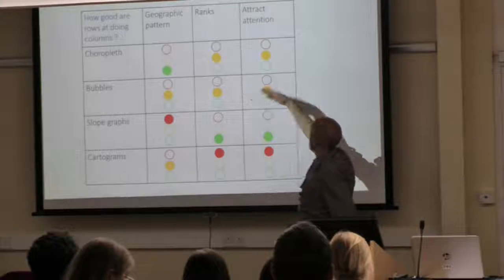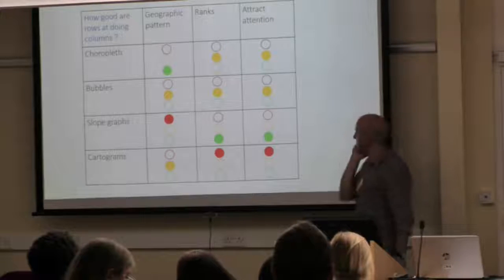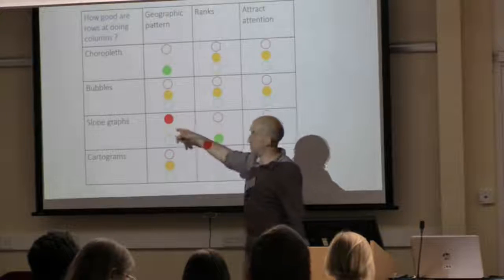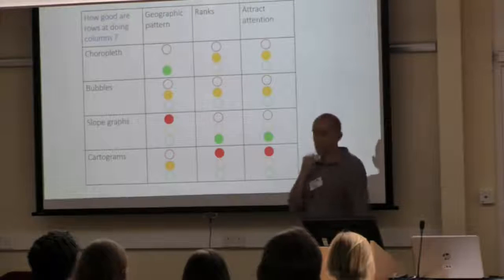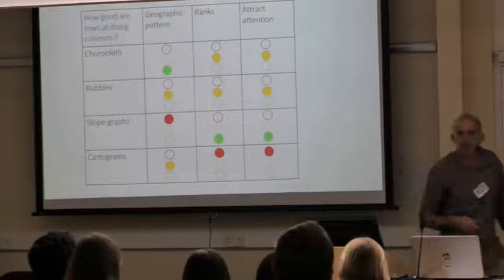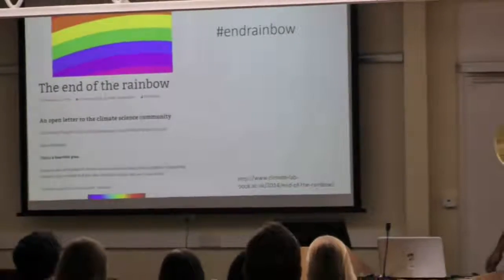They're not very good at showing ranks, and probably they're quite common now, so maybe they're not very good at attracting attention. Whereas slope graphs are pretty useless at showing geographic pattern, but they're very good at showing ranks or transformation.